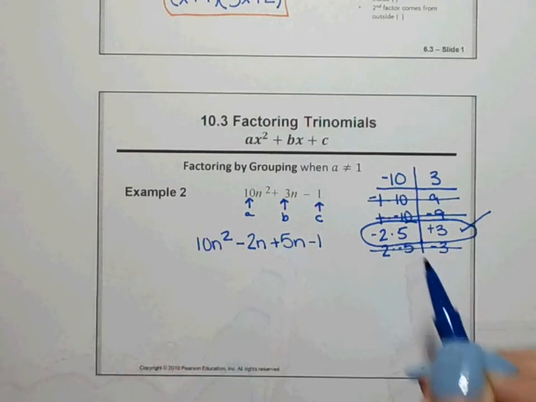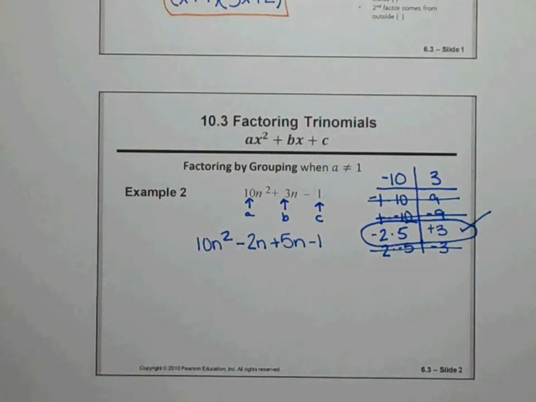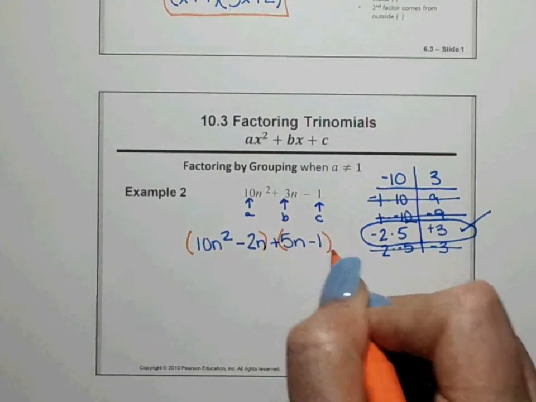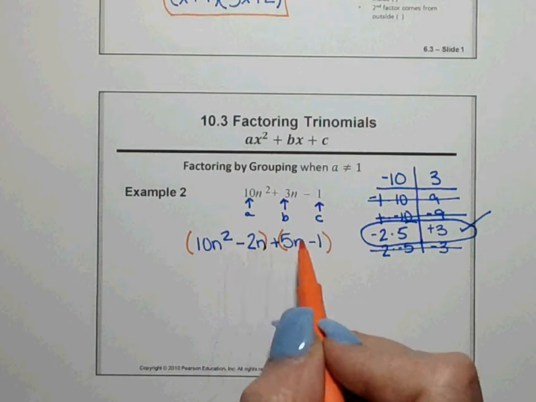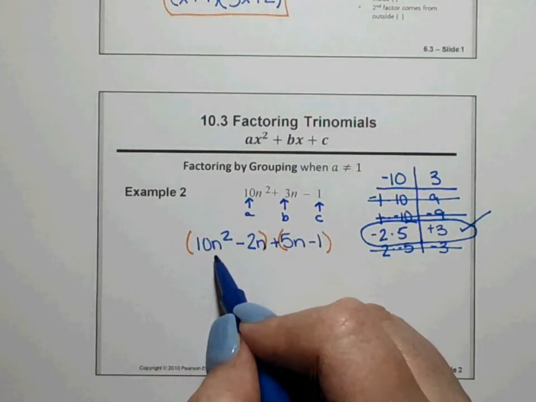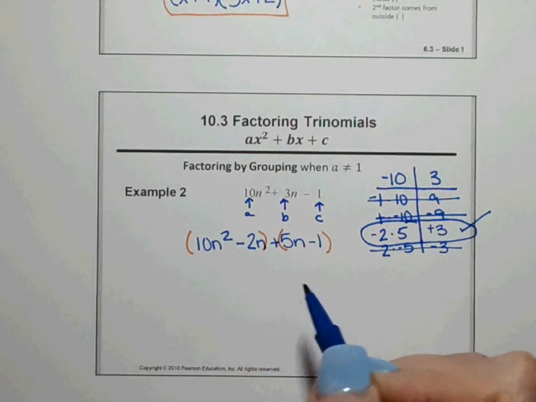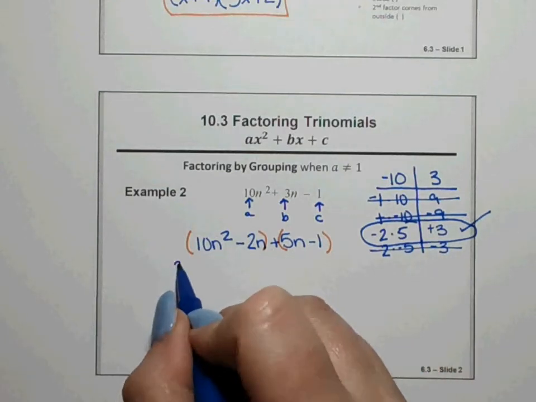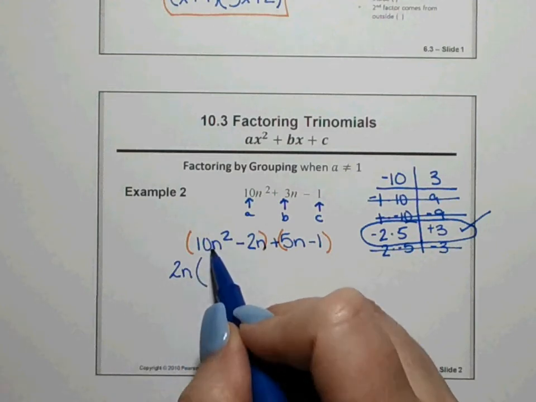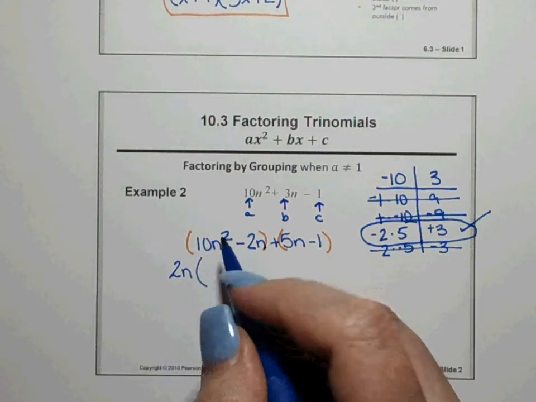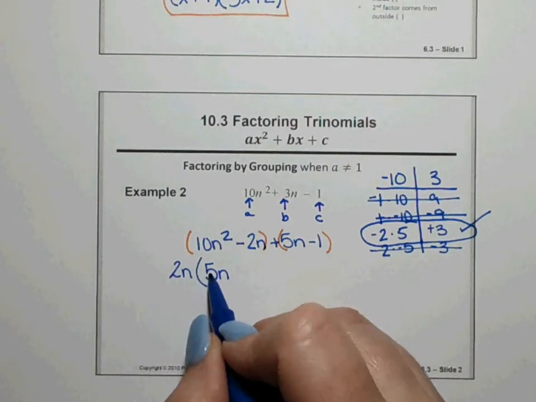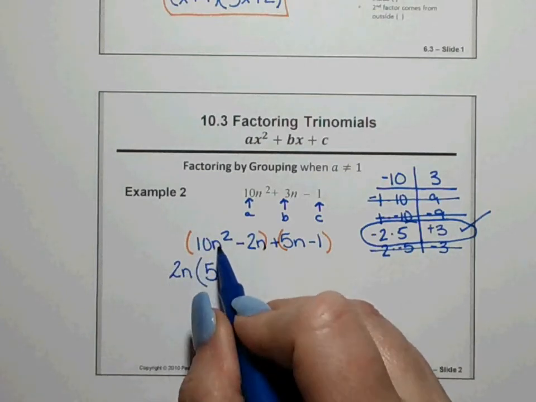So this minus 2n comes from this factor here, and the plus 5n comes from this one right here. Alright, I'm going to group the first two terms together, group the second two terms together, and find the GCF of each one. Okay? So let's look at this first one. I've got 10n squared minus 2n. So my GCF is going to be a 2n. 2n times what will give me 10n squared? 5n. So 2 times the 5 gives me the 10, and n times n is n squared.